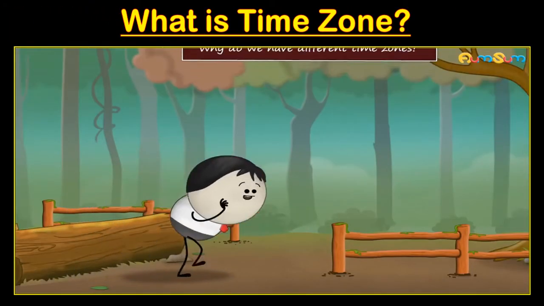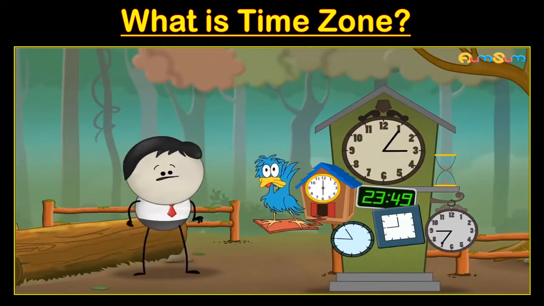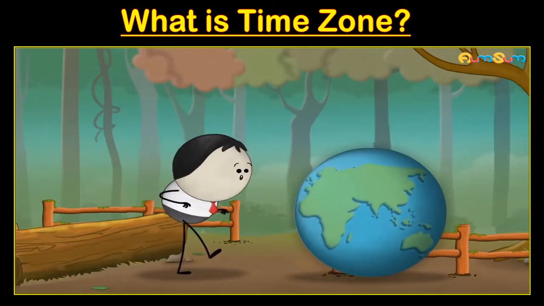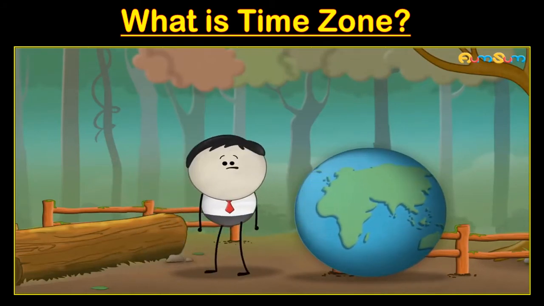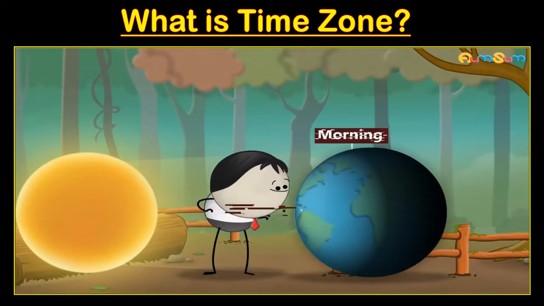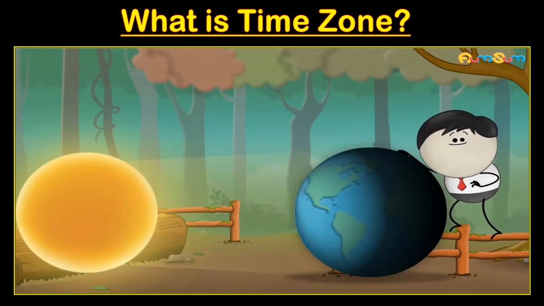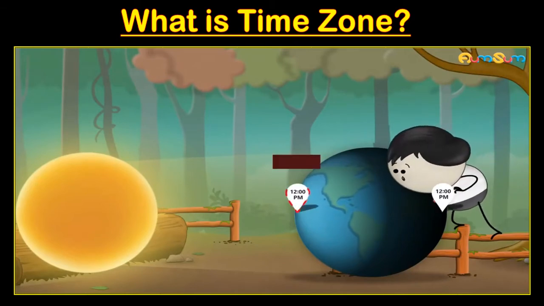Why do we have different time zones? Because we have different watches? No. Our Earth rotates on its own axis. Due to this rotation, different parts of the Earth receive different amounts of sunlight, thus causing morning, noon, evening, and night.